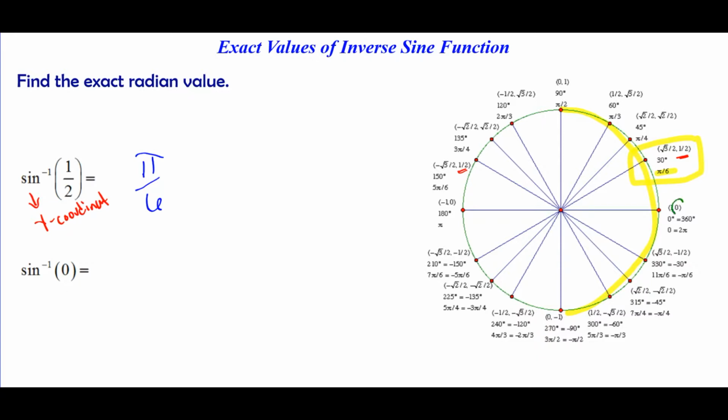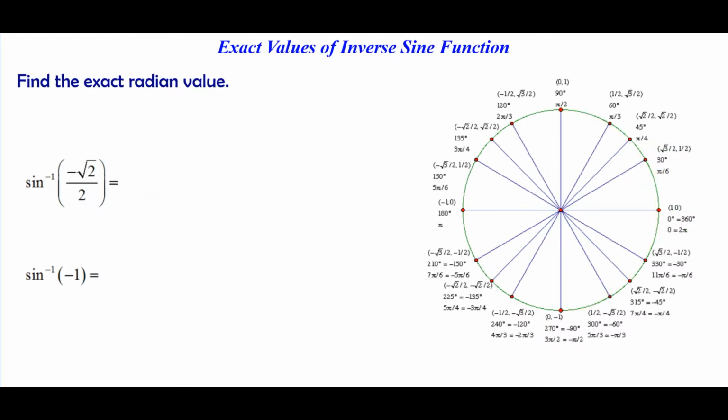My sine value is 0 right here. And then again, remember at this point, I want to use the 0 and not the 2 pi. So here my answer would be 0. A couple more examples over on this one. Remember, this is the region that we can use.